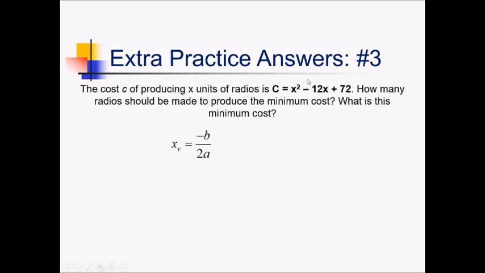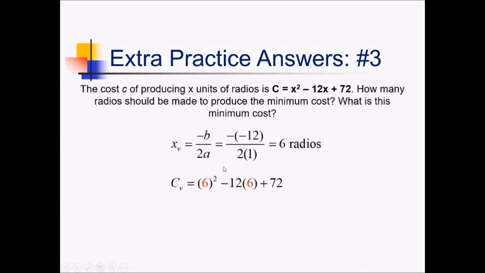So that's going to be negative 12 over 2 times the a value, 1 (invisible 1 there, next to the x squared). That's positive 12 over 2, which is 6. And since this is x, the units is going to be radios. So 6 radios. And to find what the minimum cost is, we just plug 6 back in for x in the C function. So 6 squared minus 12 times 6 plus the 72 there.